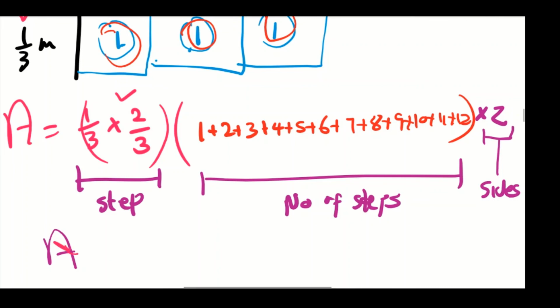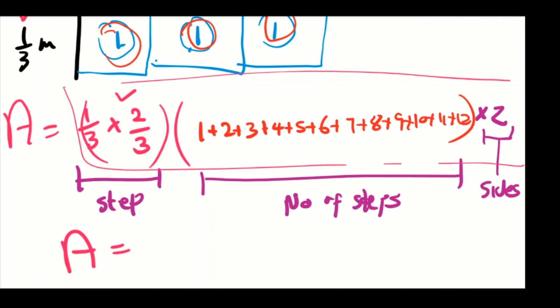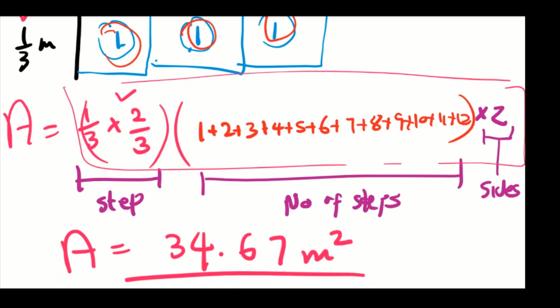So our area of this metal sheet is equal to the product of the whole thing that I just wrote here. Using your calculator, you should get something like 34.67 meters squared.